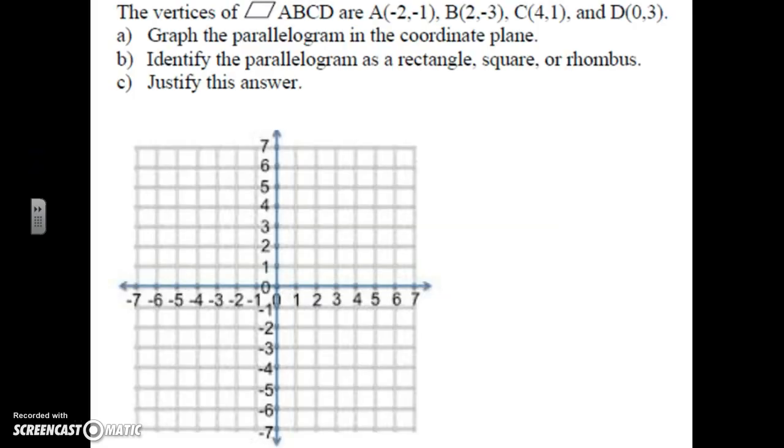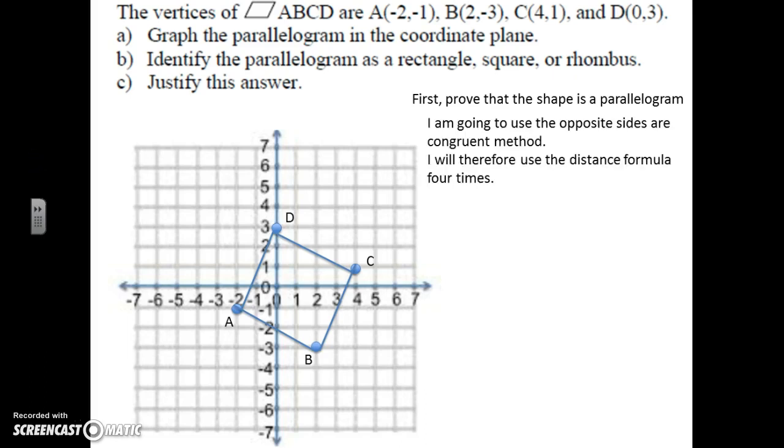So let's practice. I have some kind of quadrilateral, ABCD. I know the vertices. I'm going to plot the points, connect and label them. Now, I want to first prove that it's a parallelogram. I always do parallelogram first because the other 2 definitions depend on it being a parallelogram. I'm going to use the opposite sides are congruent method. Therefore, I'm going to use the distance formula 4 times to find the length of each side.